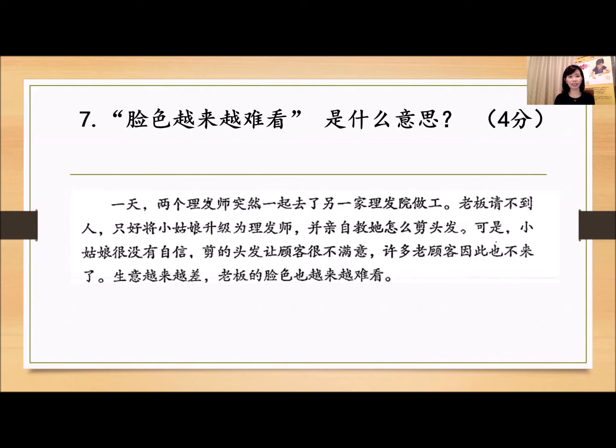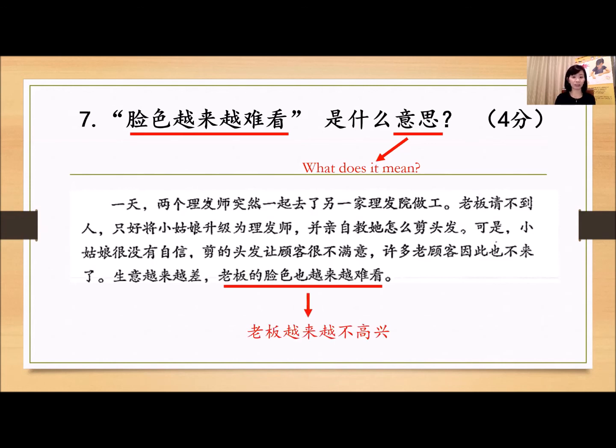Question 7. 脸色越来越难看是什么意思？This type of question is slightly different from the previous type because they need you to interpret this phrase. You need to tell me the meaning of this phrase. Going to the paragraph itself, you'll find it here. 老板的脸色也越来越难看。Students are tested based on their prior knowledge. That means based on a phrase they may have learned elsewhere, they should be able to explain in their own words what the sentence means. So 脸色越来越难看 means 很不高兴, 老板很不高兴，或者老板越来越不高兴. Do note that you need to state 老板, to tell me who is getting more and more unhappy.